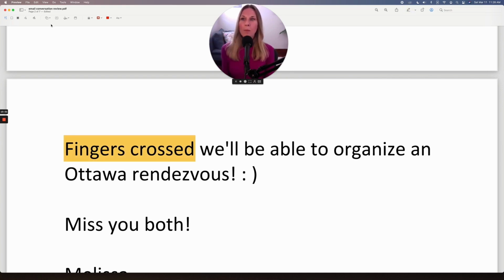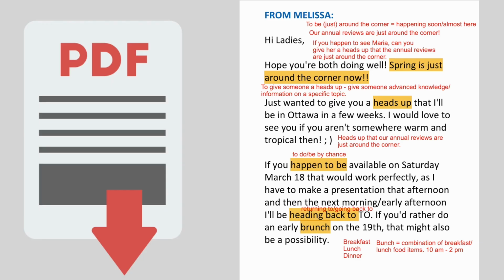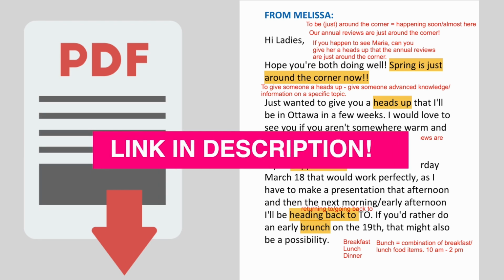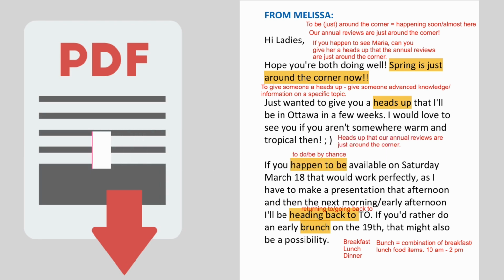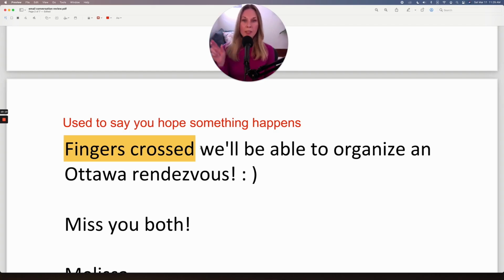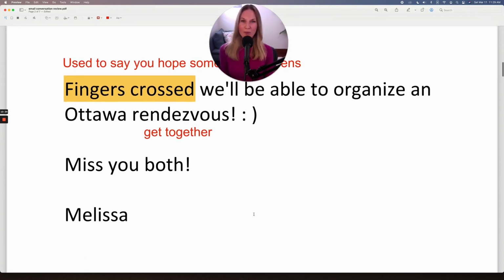Now, also keep in mind, all the notes I'm taking, you can download the lesson PDF. It will be in the comment section below. So fingers crossed, to say you hope something happens, fingers crossed we'll be able to organize an Ottawa rendezvous. This is a French word, but we commonly use it to say get together. An Ottawa get together. That would be the English version of the word rendezvous. Get together. Okay. Miss you both, Melissa.